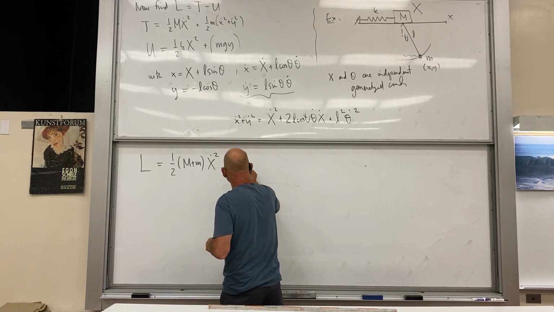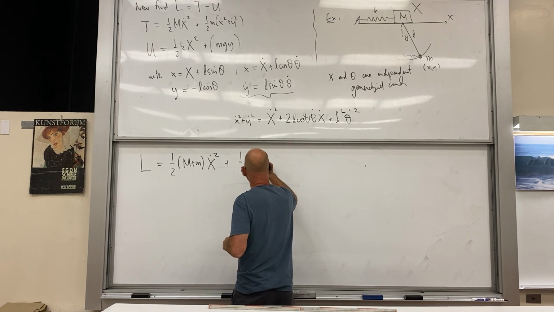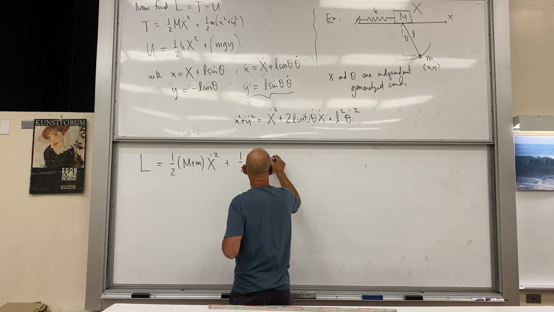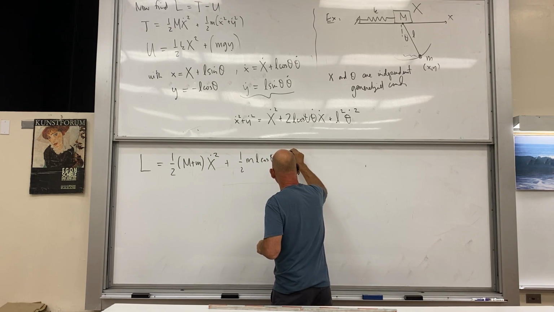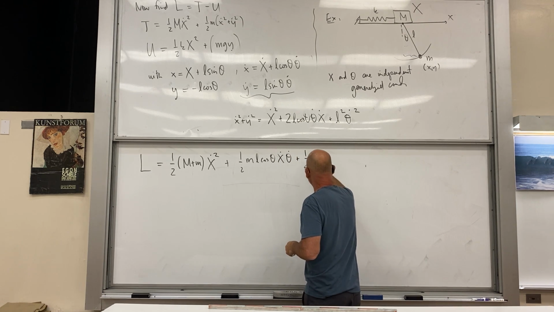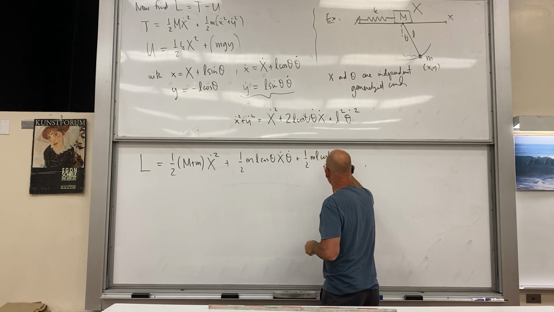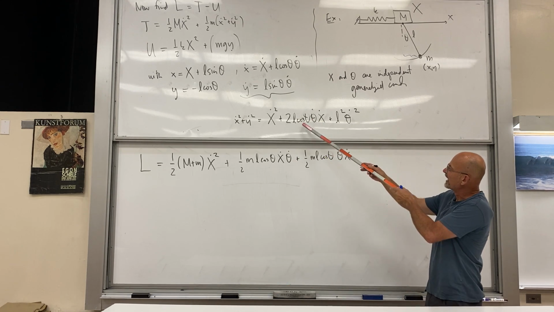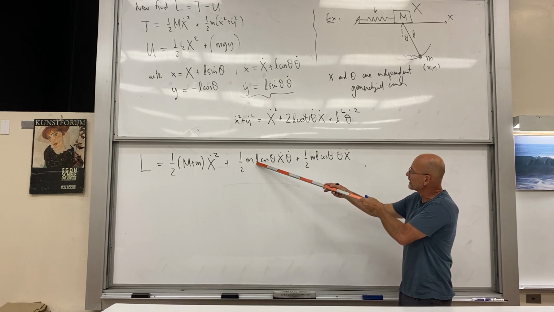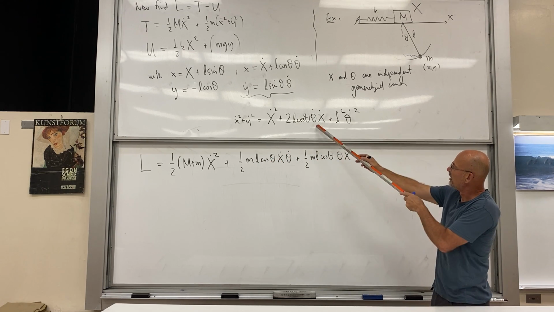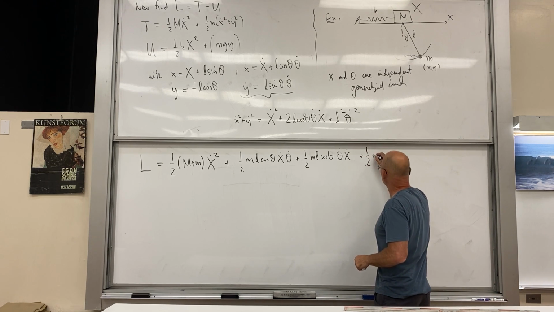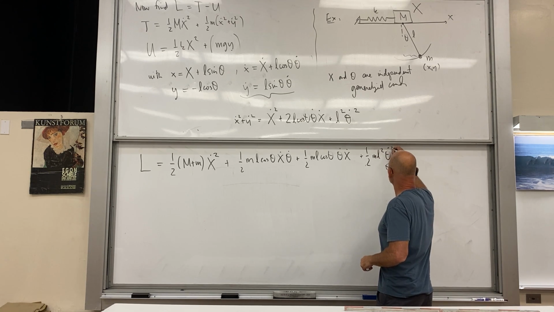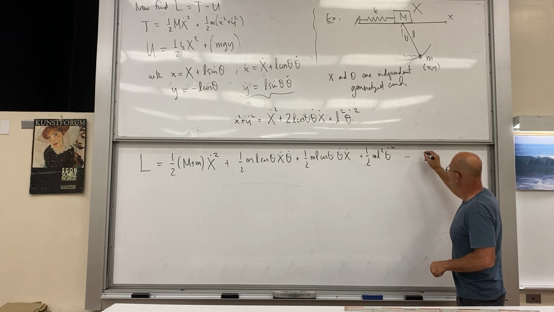We're going to have a 1/2 m L cos theta X dot theta dot plus a 1/2 m L cos theta theta dot X dot. You notice I distributed this. I had a 2L here, and I distributed one of them here and one of them here. That all comes from that term, plus a 1/2 m L squared theta dot squared. That's my kinetic minus this potential.